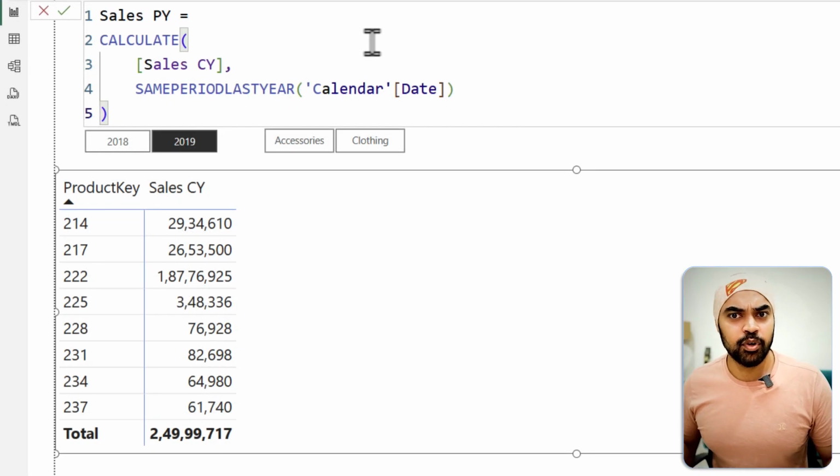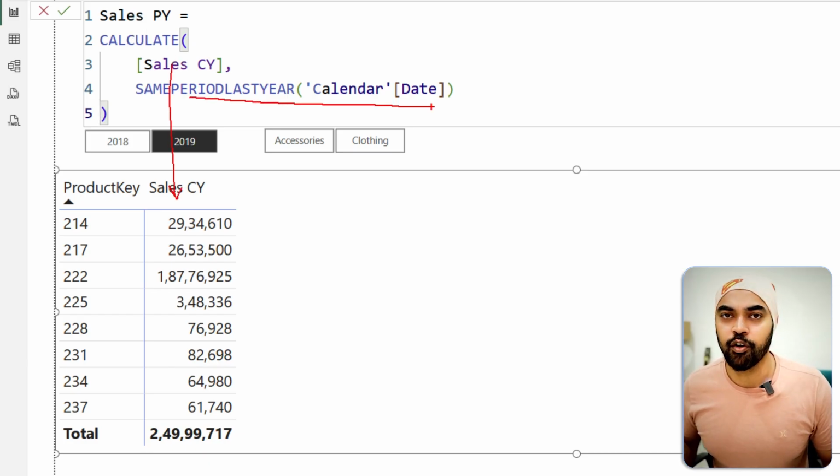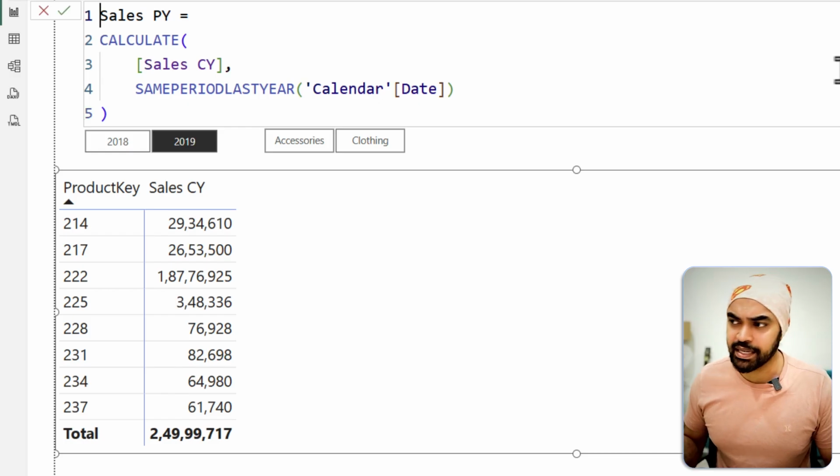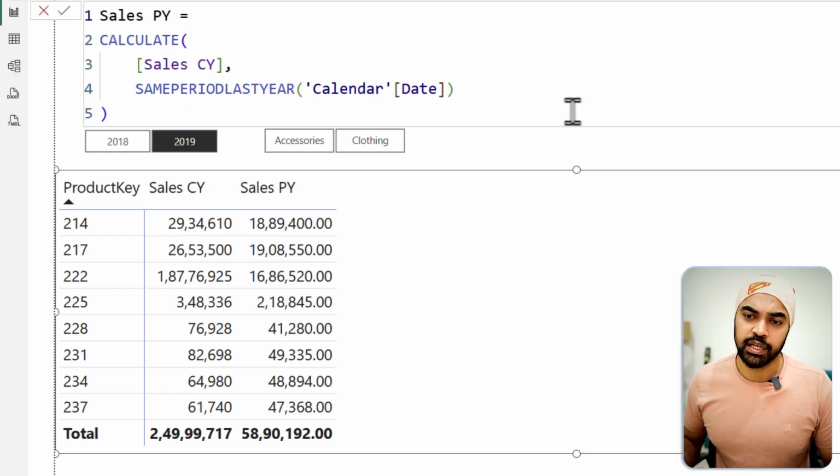The next measure that I'm going to create is nothing but sales previous year. What is sales previous year? I referenced the very same measure, which is sales current year, and find out the same period last year of the calendar date. Nothing that complicated. Press enter, and we are good to go. And that goes in the pivot table as well.